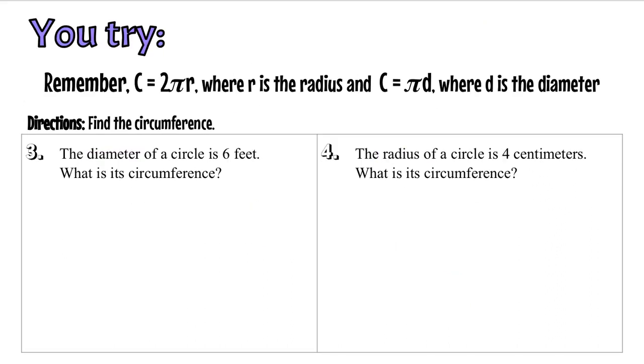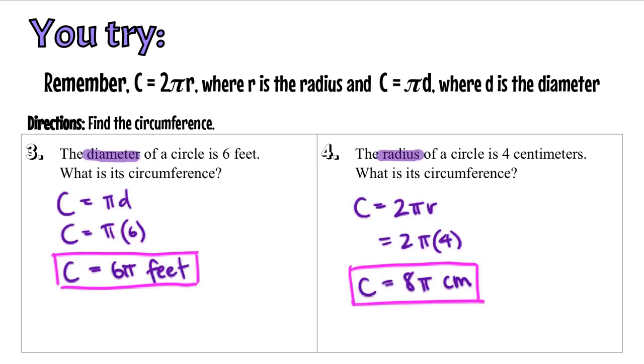Now it's your turn to try some examples. Pay special attention to whether you are given a radius or a diameter so that you use the proper formula. Pause the video and try numbers 3 and 4. Hopefully you paused the video and you found in number 3 we were given diameter, so circumference equals 6 pi feet. And in number 4 we were given a radius of 4, so circumference equals 8 pi centimeters. So the big things here to remember is be aware of whether you were given a diameter or a radius so that you use the proper formula, and don't forget your units in the end.